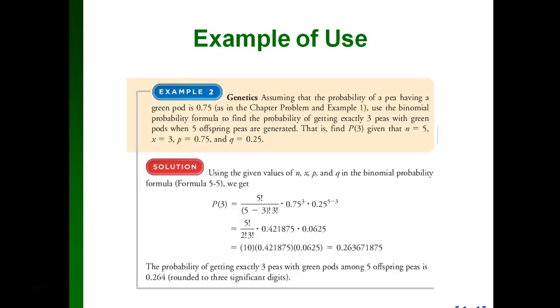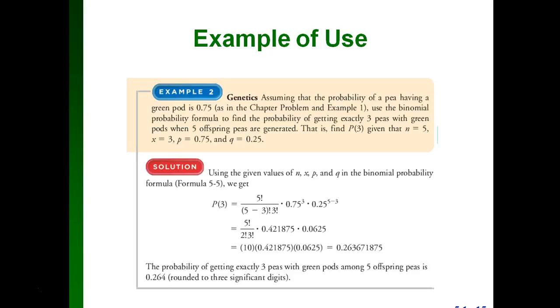An example would be planting pea pods, and the probability of a pea pod having a green pod is 0.75. This is going to be our probability of success, right? That the pod is green. Use the binomial formula to generate the probability of getting exactly 3 peas with green pods when you plant 5 offspring. So I plant 5 little pea pods. What's the probability that exactly 3, and the exactly is an important idea, are green? So I want to find P of 3.